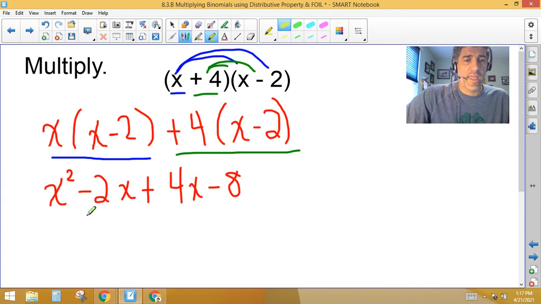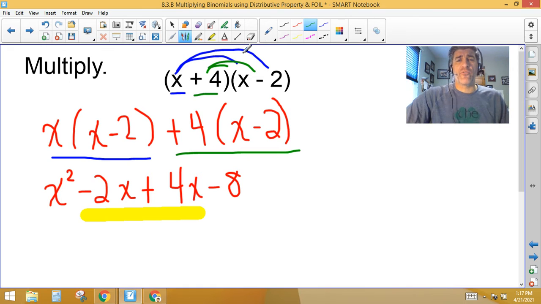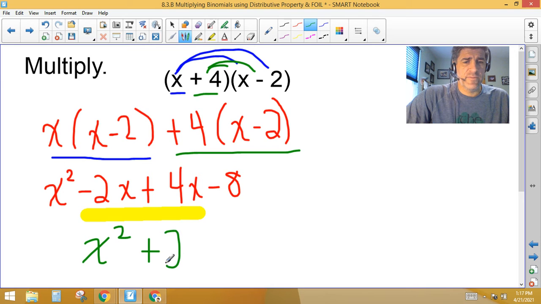Like terms again. Most commonly, there will be like terms unless I do a unique example, which I will. You might have some of those in your assignments. My like terms will be negative 2x plus 4x, giving positive 2x, and then minus 8.